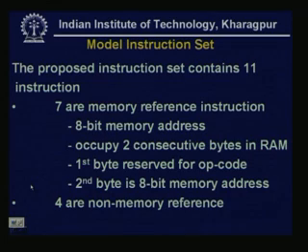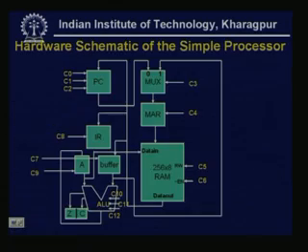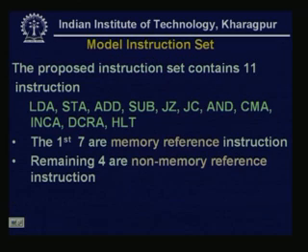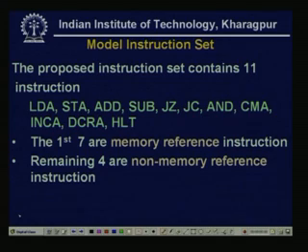Now, what is the instruction set implemented by this model? The proposed instruction set contains 11 instructions. These are LDA, STA, add, subtract, JZ meaning jump on 0, JC jump on carry flag set, logical AND, CMA which is complement of register A, increment, decrement and halt. Later we will see this in detail. So, these 11 instructions are implemented.